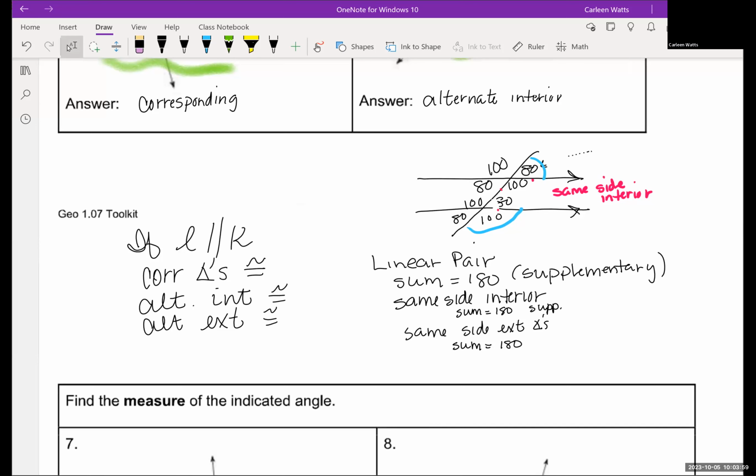Now, what about vertical? I didn't put vertical in yet. Which group do I put vertical in? Vertical angles are congruent. Thank you. Their measures are equal. Okay, so all this vocabulary we have, we're going to have to name the relationship between the angles and solve.